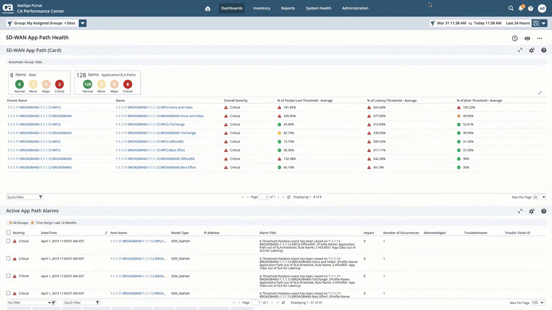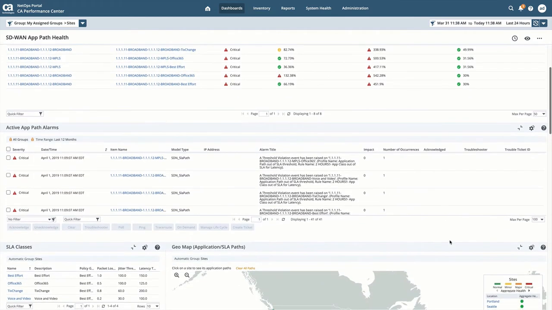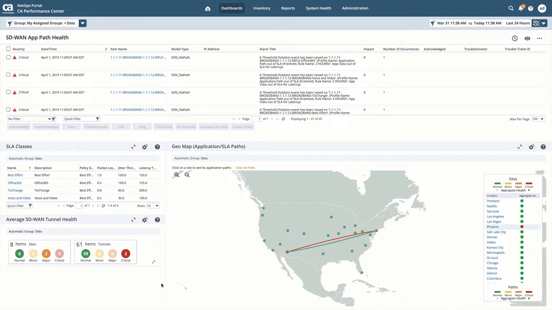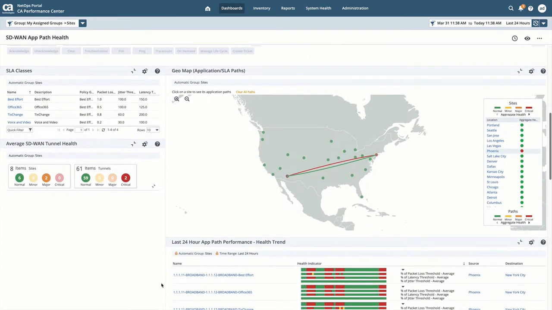SD-WAN monitoring by NetOps is more important than ever, as the complexities of SD-WAN provide abstractions between the control plane and the data plane. These are most evident in the application paths provided for reporting. While these application paths provide fantastic visibility into the performance of your WAN from an application perspective, it can be difficult to understand where operator actions may be necessary.